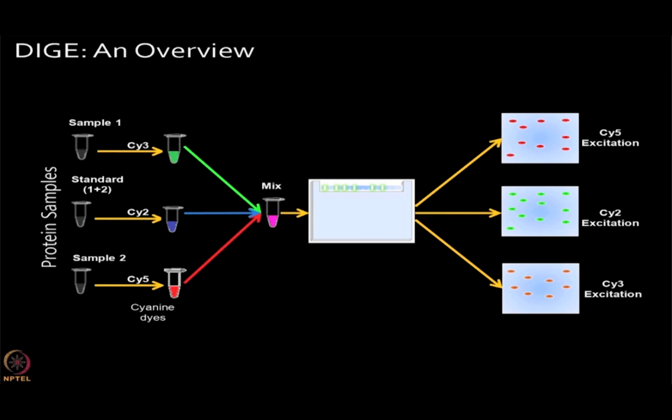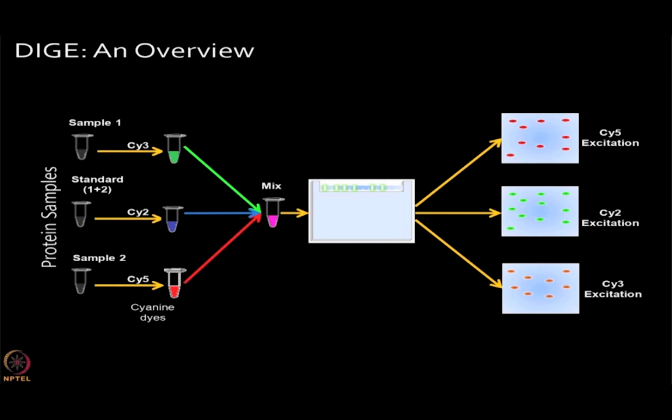These are fluorescence dyes from the cyanine family, and in addition to these two dyes, you are also making a mixture of both the samples, sample 1 and sample 2, as a reference pool. Then you use that reference pool to label with Cy2 dye, mix all the 3 samples together, run on one gel, and then you obtain the 3 images after scanning for Cy2, Cy3 and Cy5.